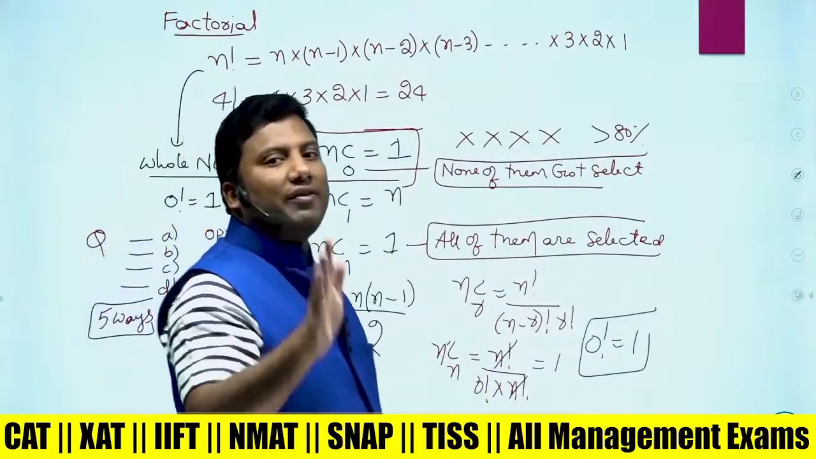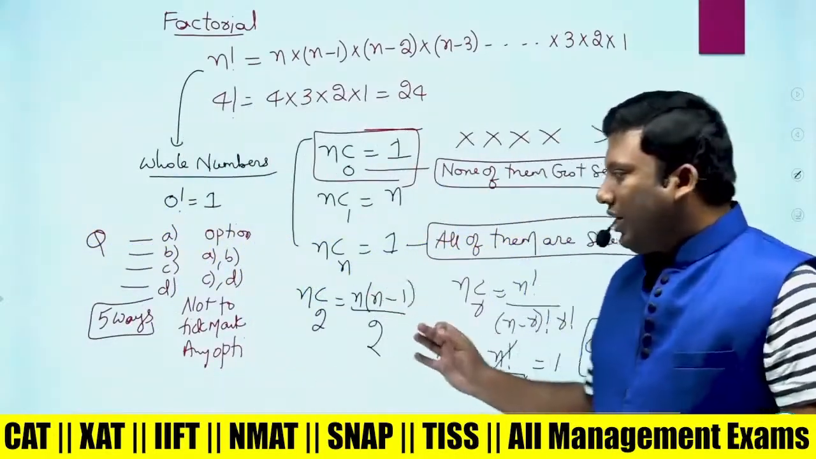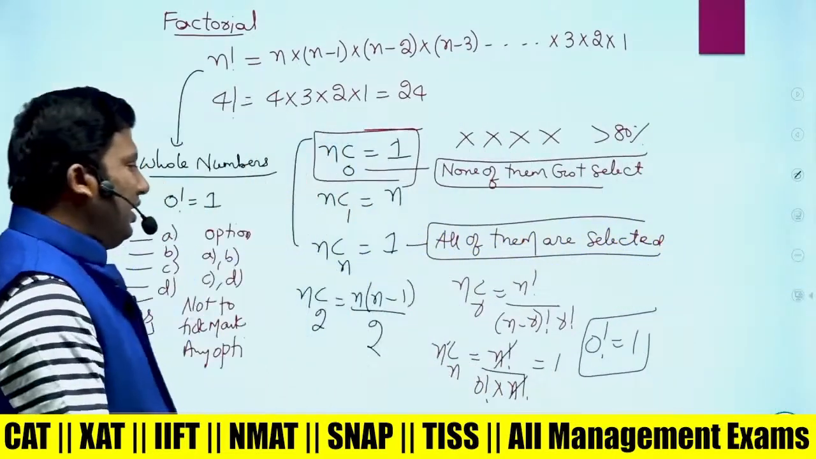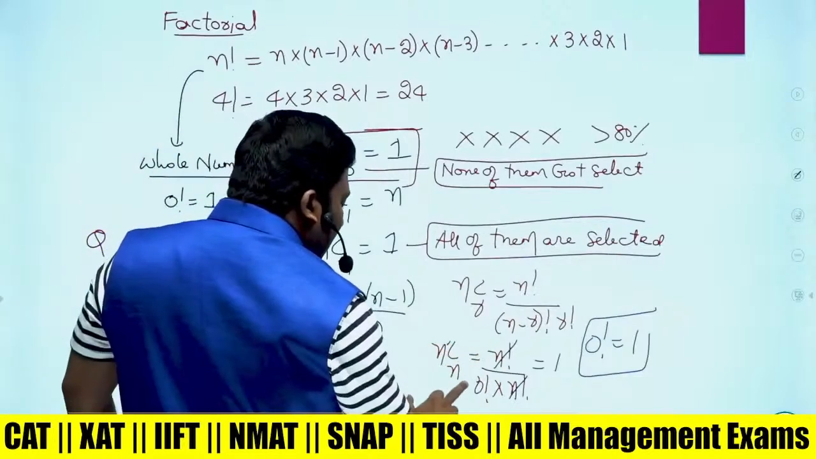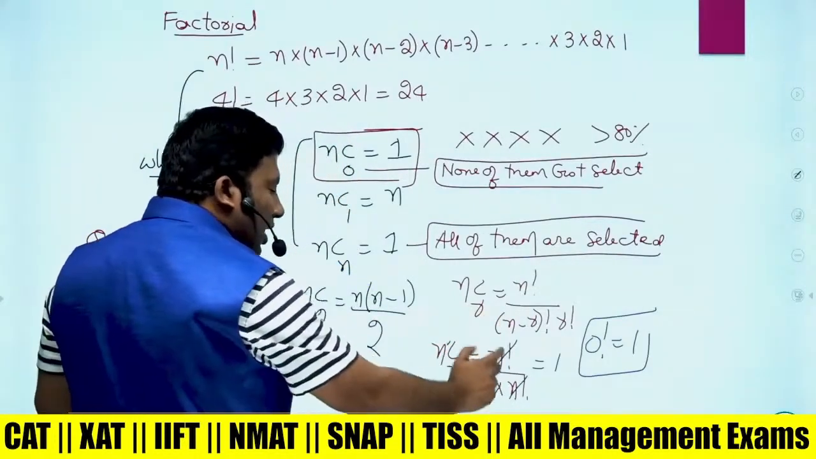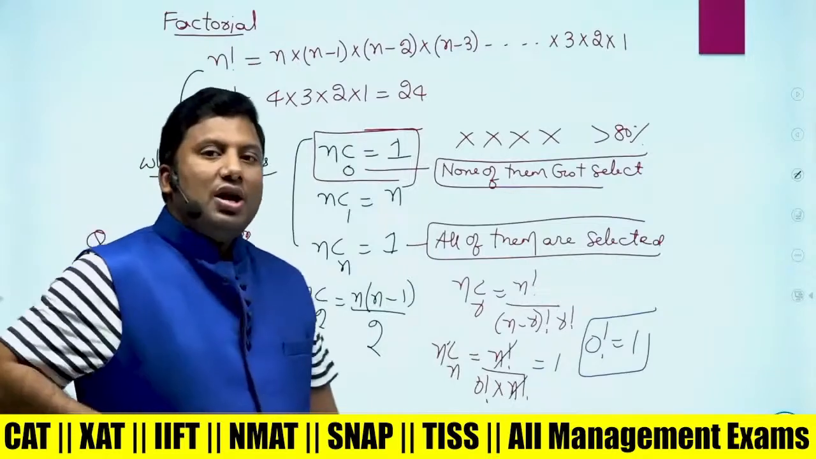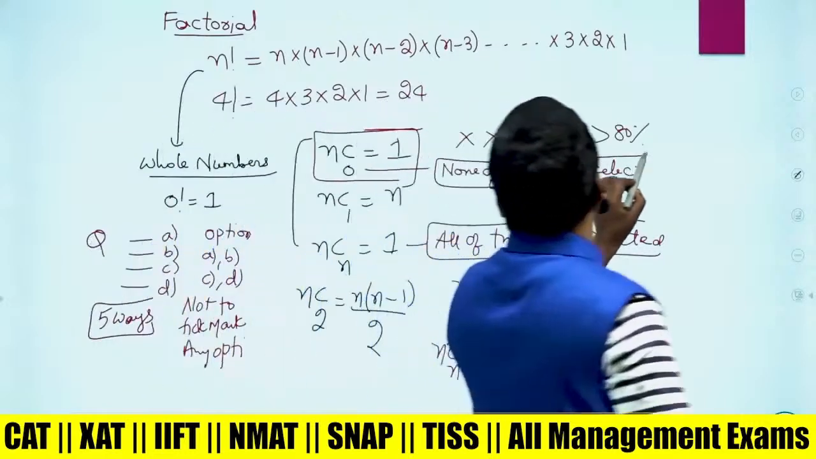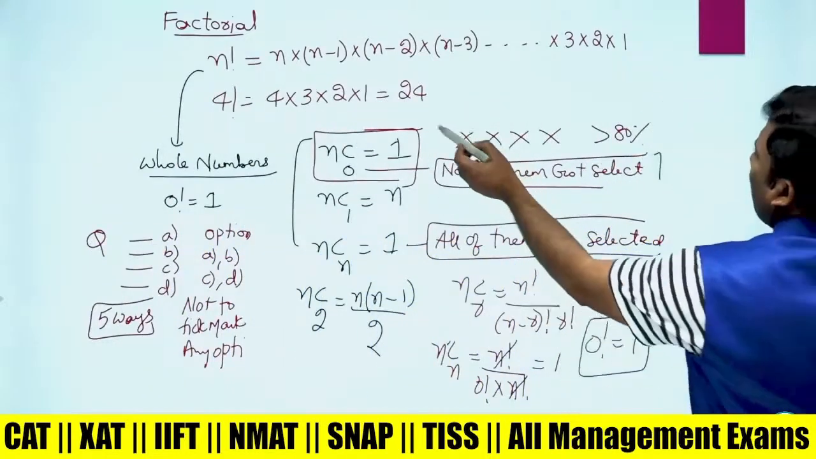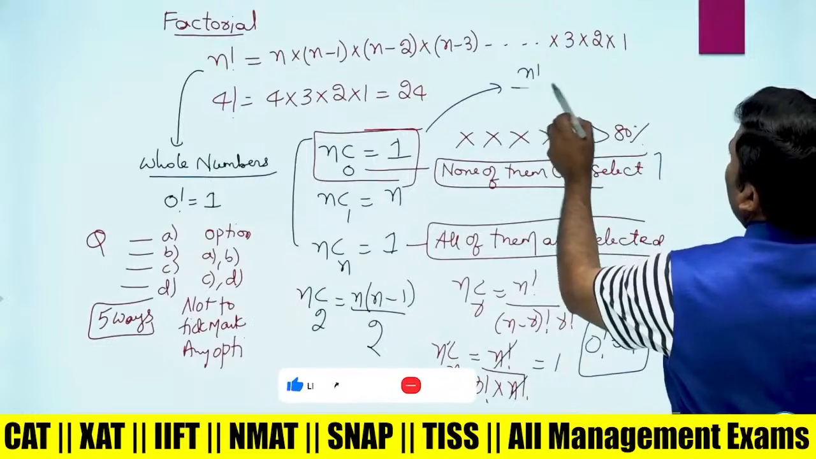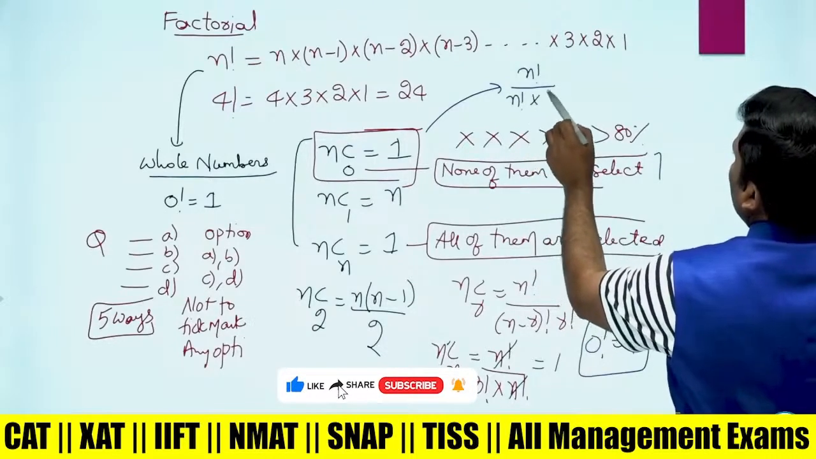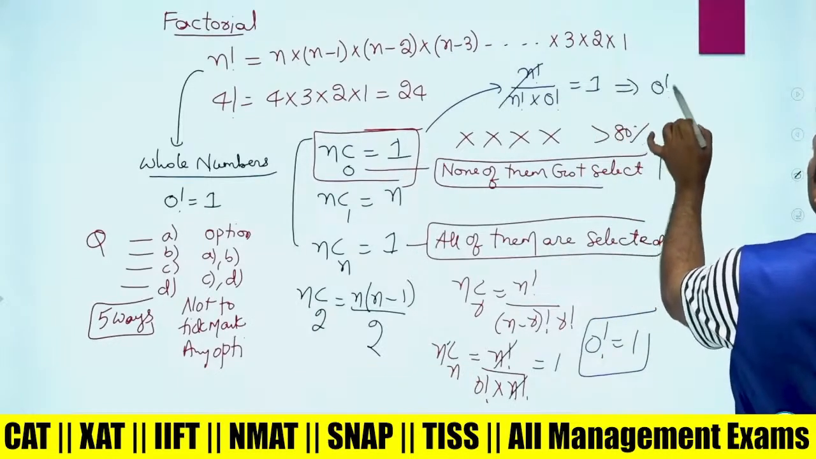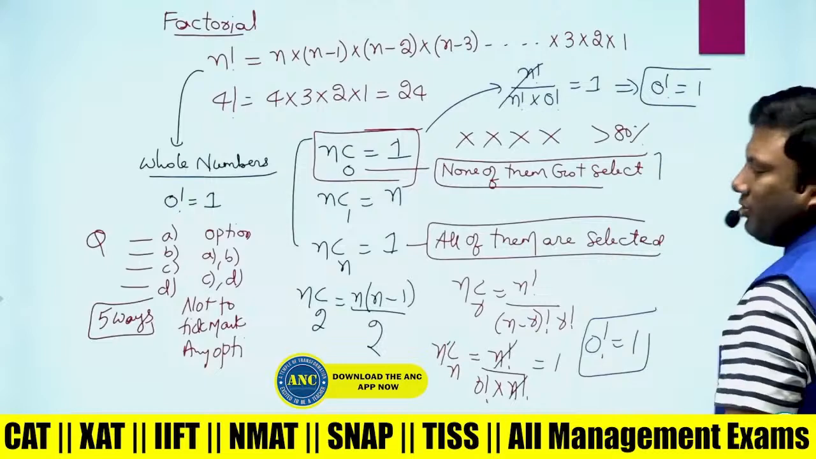Whatever I explain in class, I am going to give a very detailed explanation for every important concept. NCN equals n factorial by n minus n factorial and n factorial. N factorial cancels out. 0 factorial is equivalent to 1. For none of them selected, you can use this concept also: n factorial by n minus 0 factorial into 0 factorial is equivalent to 1. So the answer is 0 factorial equivalent to 1. I hope the idea is clear.